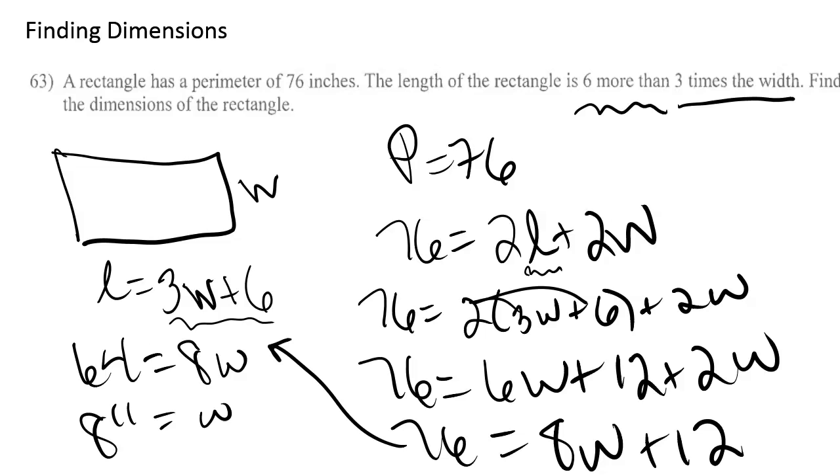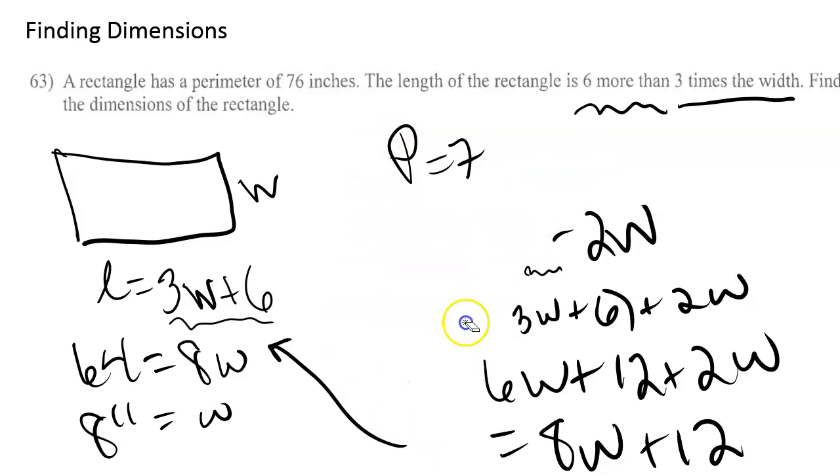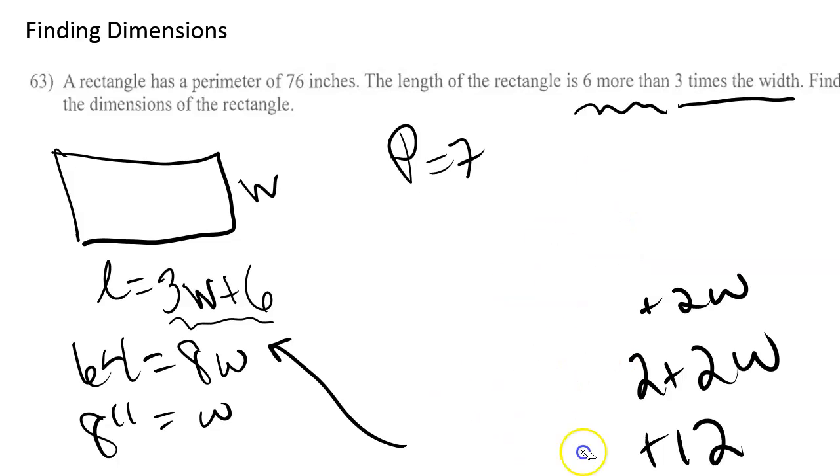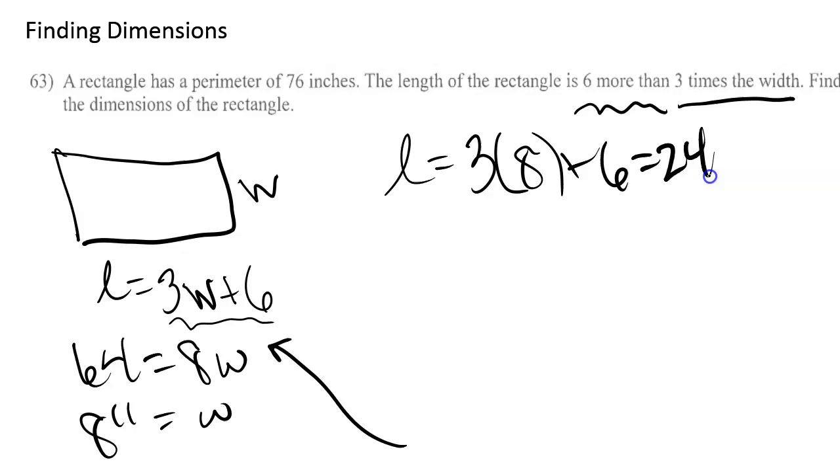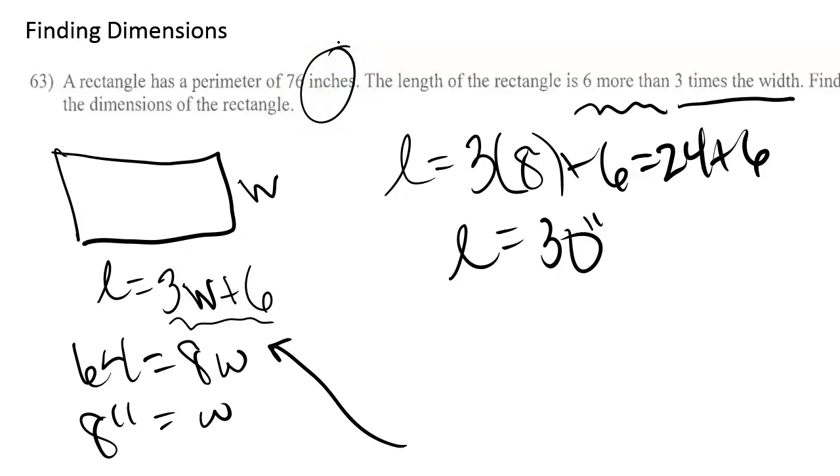And then let me just clean this up a little bit so I can finish this up for you. And now we'll take a look at what the dimension for our length is. I'll clean all that up. So we have length = 3 from over here times W, which is 8, plus 6. So we have length equals 30 inches. We know everything's in inches because that's what our original perimeter was given as.